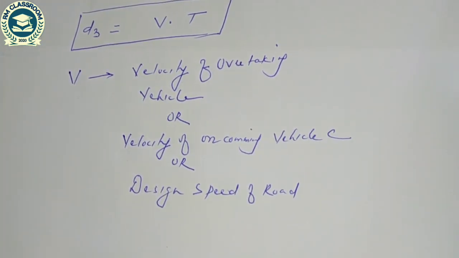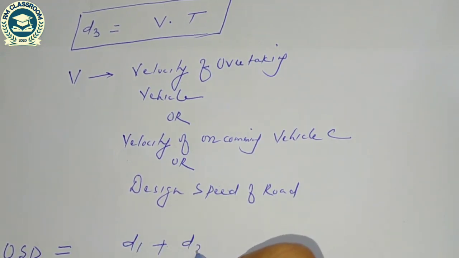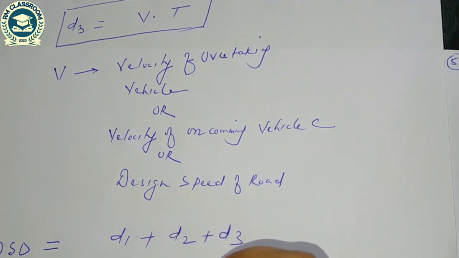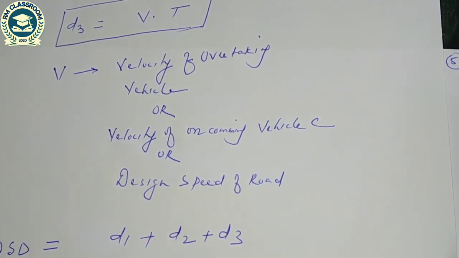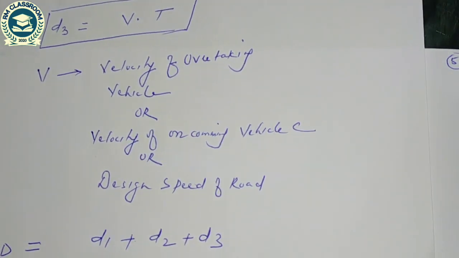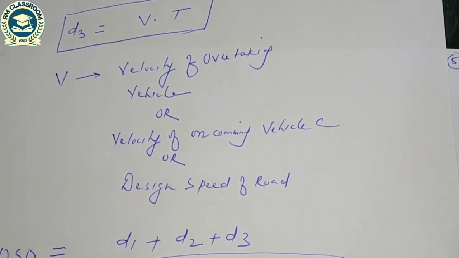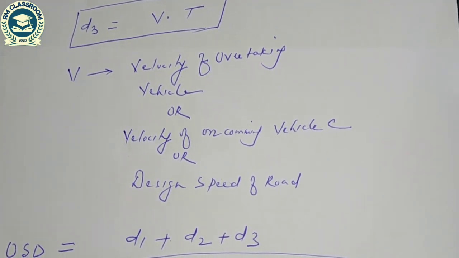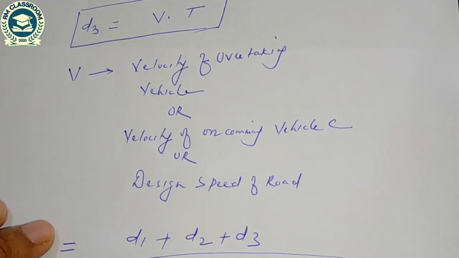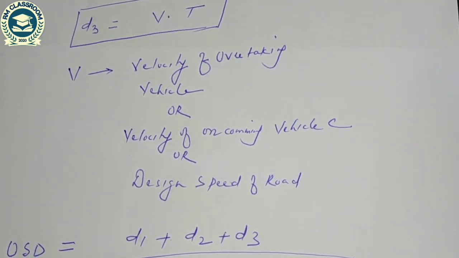So the overtaking side distance can be written as overtaking side distance is equal to sum of D1 plus D2 plus D3, or we can write VB into T plus D2 can be written as VB into capital T plus 2S plus D3 is capital V into capital T. So this is the overtaking side distance for two lane two-way.